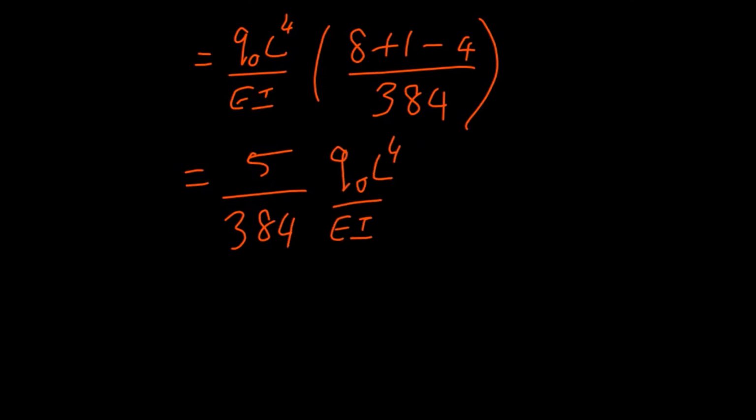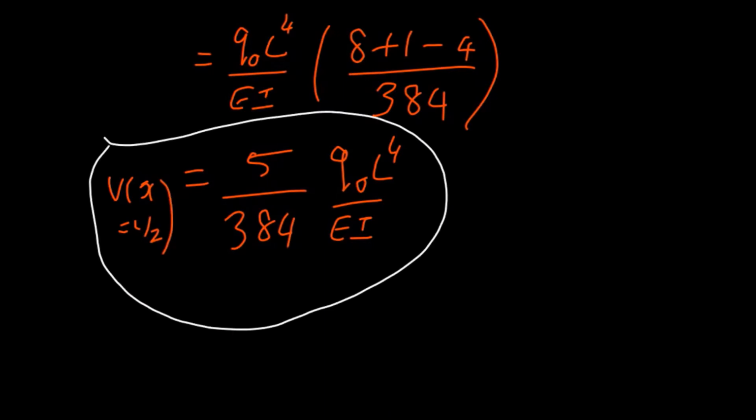I am quite excited about this answer. This is deflection at x is equal to L by 2, which means at the center. The reason why I'm excited about this answer is because it is the same as the answer that you get in strength of materials, which is the exact solution. So we have solved this problem by exact solution. All I'm interested in knowing is what is the value of 5 by 384? It is 0.01302 Q naught L raised to the power 4 divided by EI.